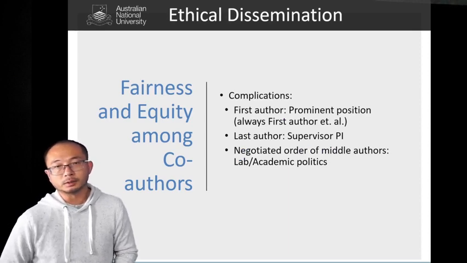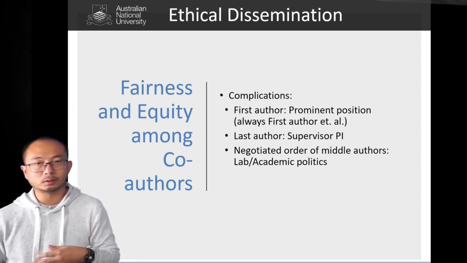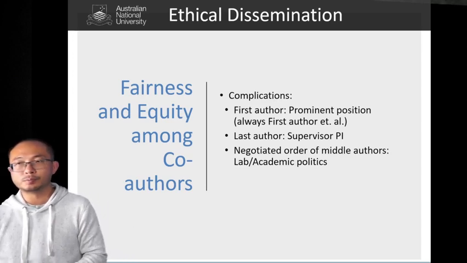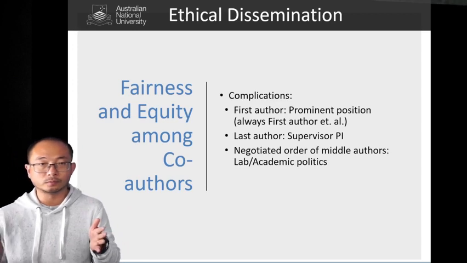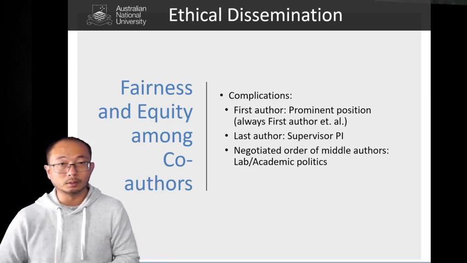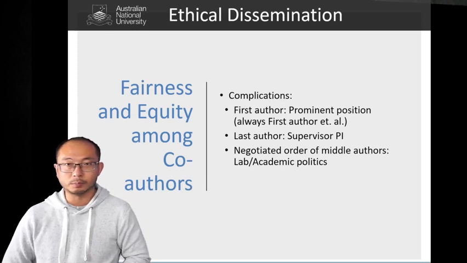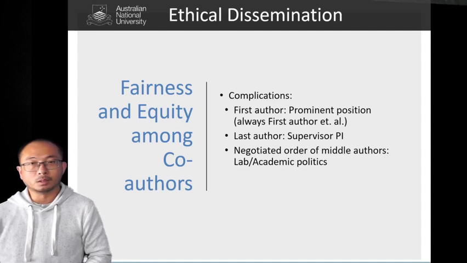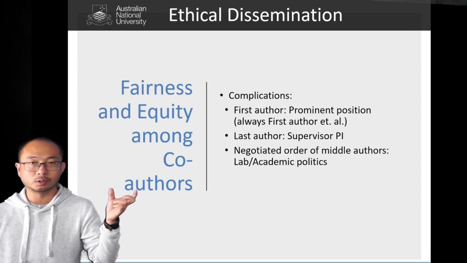So fairness and equity among co-authors is surprisingly important to a lot of people, I think because of the way the order is negotiated and how people perceive the name in a citation. The most important is to always be the first author, simply because it's the most prominent position. It's always first author et al. Nobody remembers et al. Everyone remembers the name of the first author.